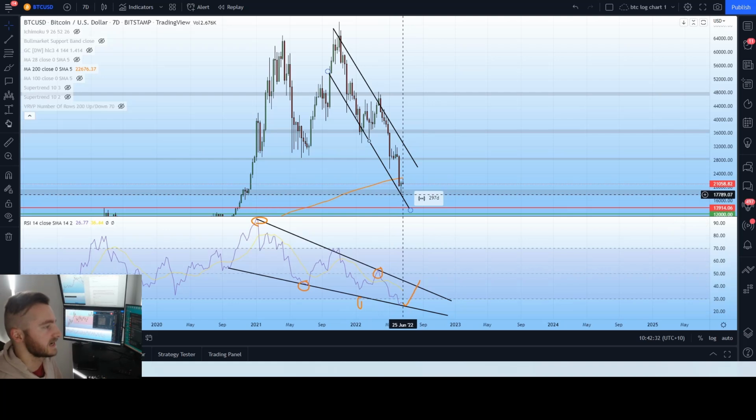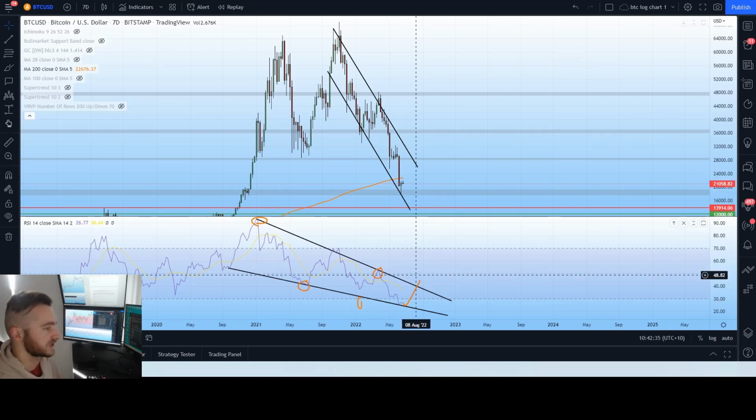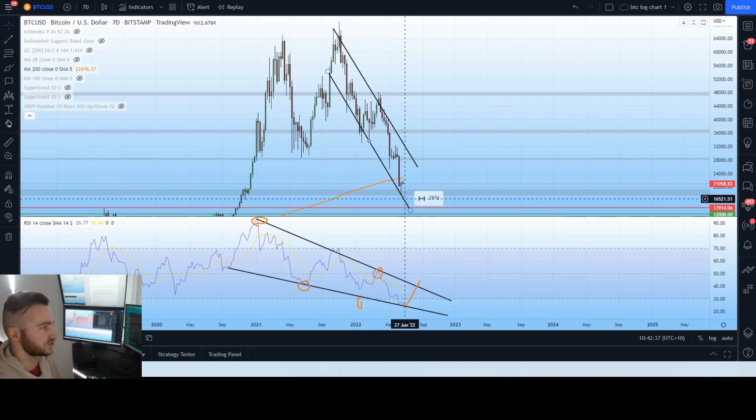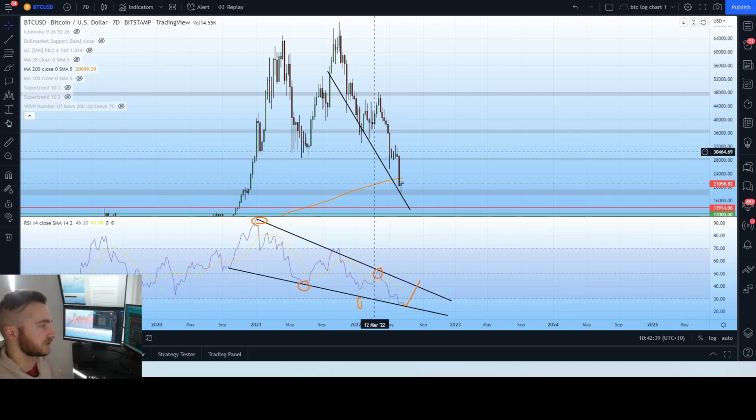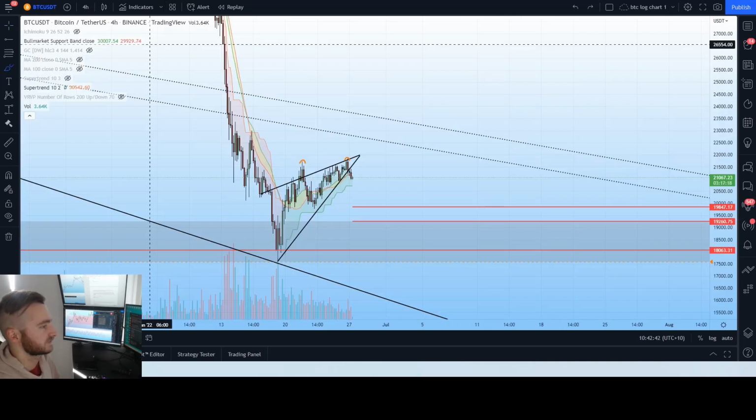So in conjunction with the 200 moving average, if we don't get that breakout on RSI, we won't really have that confirmation. We've still got a chance of moving downwards. So I'll be definitely keeping an eye on that. Let's move back to the short-term time frame.